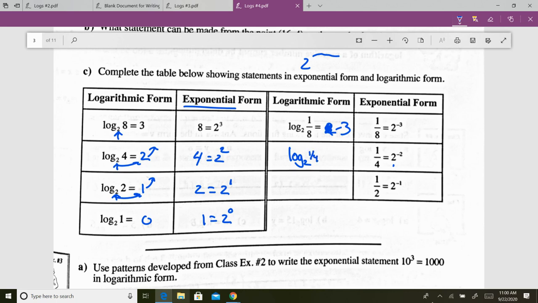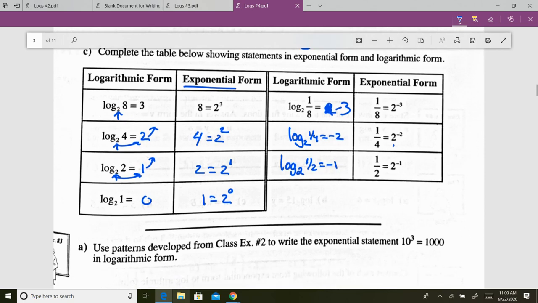Then what do I write? 1/4 equals -2. What about the next one? Log, what base? Of equals, there you go.